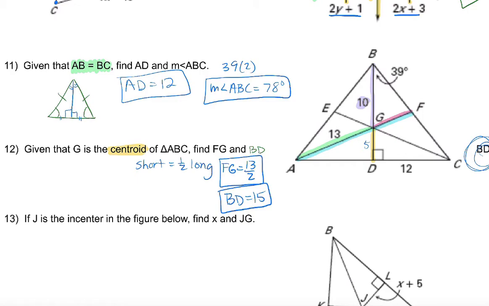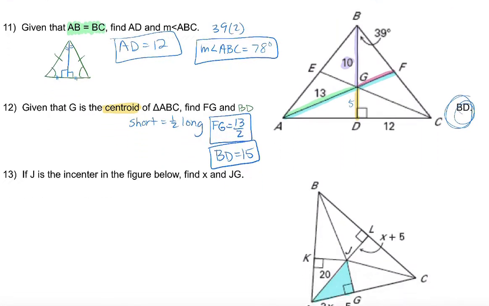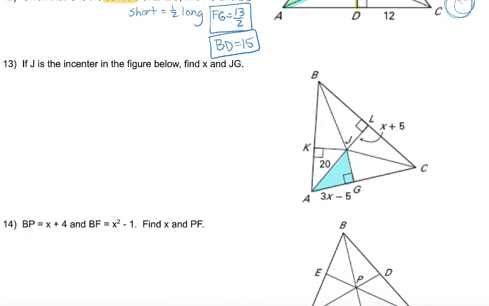So that is how we can use the medians, which come from the centroid, if they're just number related. We do have an algebra one on here in a minute. Number 13 is probably the most complicated algebra solving that you have to do on the entire review. And I've already highlighted a triangle in this image here.